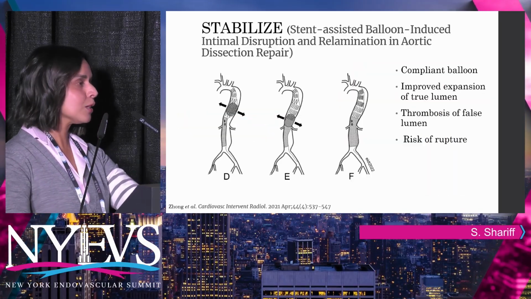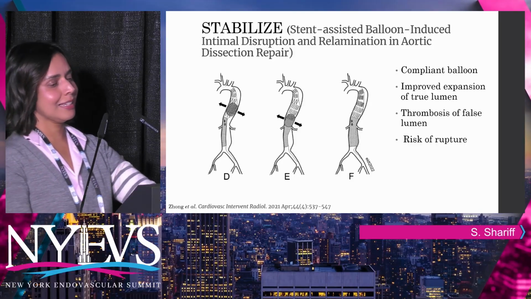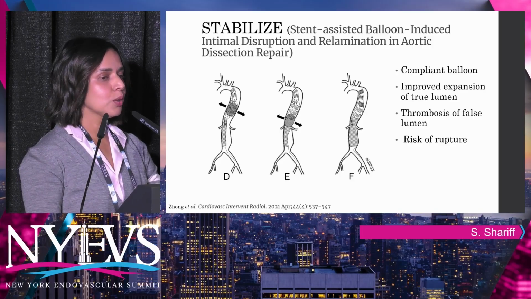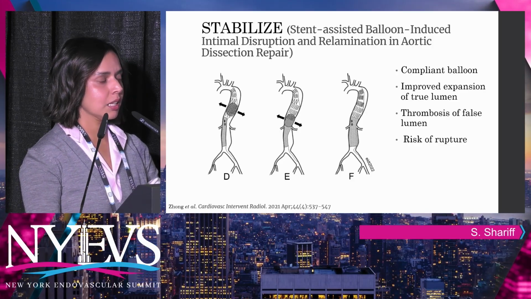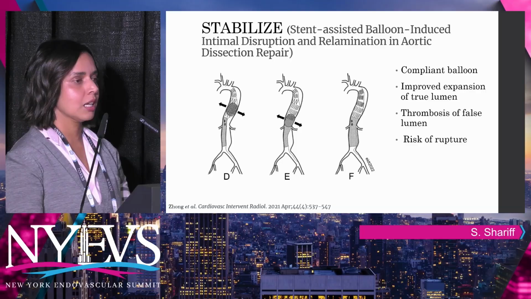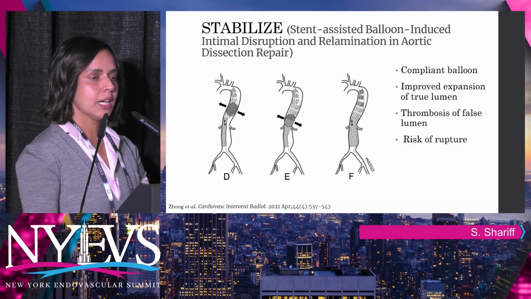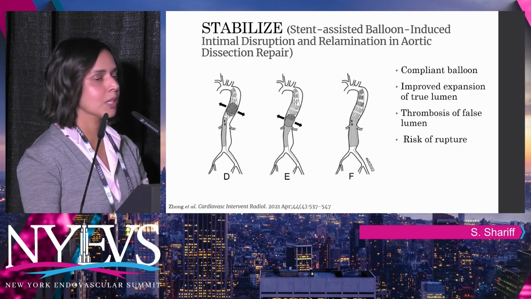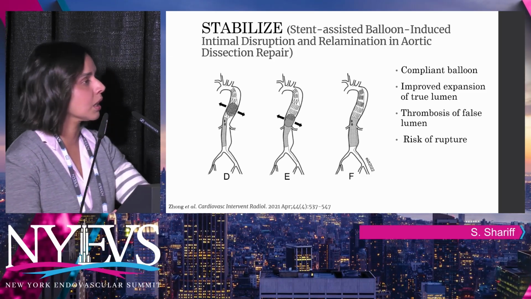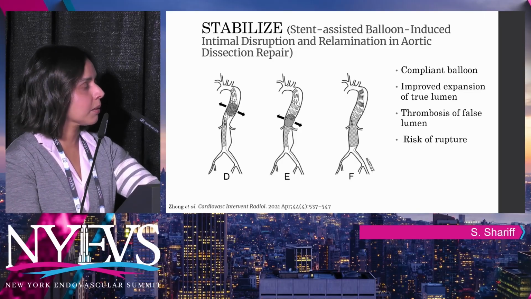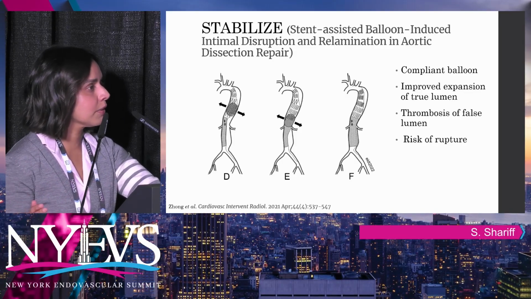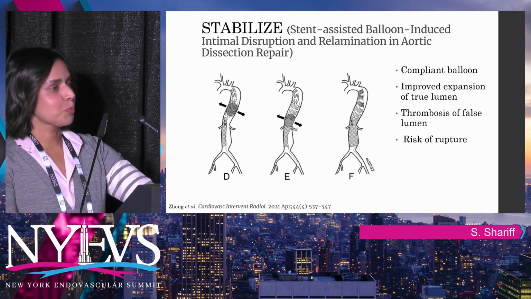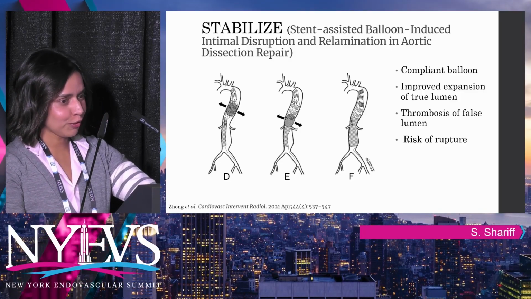The STABILISE technique. This is what I most commonly use, and I think this, in my opinion, is what helps the most. So you do the same technique as the petticoat technique, but in the petticoat technique you use the passive outward force of the bare metal stents to expand the true lumen. But in the STABILISE technique, you take a compliant balloon and you balloon that segment. So that way you're pushing the flap over and increasing the true lumen size. However, there is a risk of rupture in these cases, so you have to be very careful.